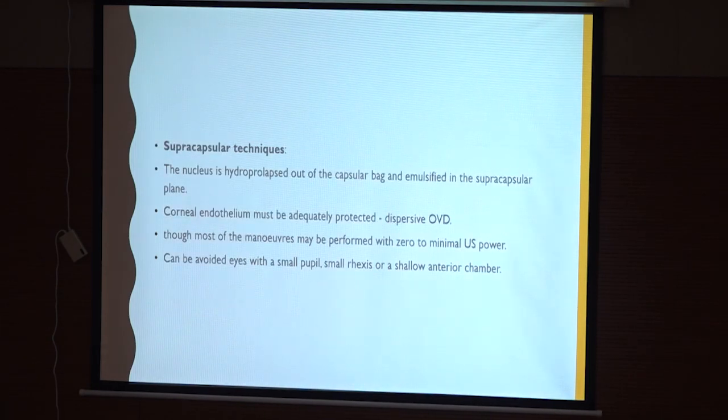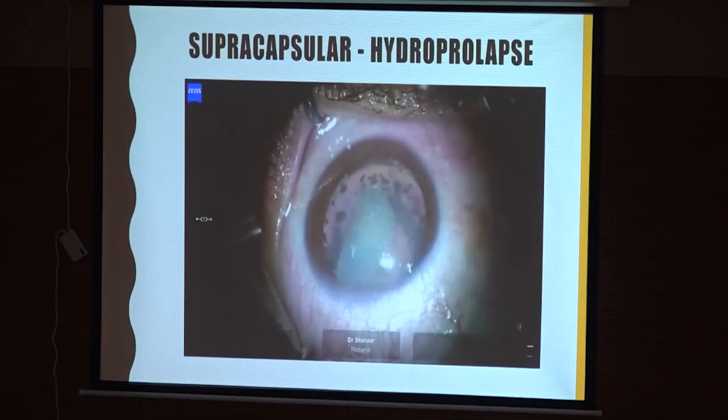Coming to the supracapsular techniques, we can do a good hydrodissection and bring the nucleus into the anterior chamber. But when we are doing phaco in the anterior chamber, we need to put dispersive OVD to protect the endothelium, so that our endothelium is protected from the phaco power. I will demonstrate this supracapsular hydroprolapse in this video.